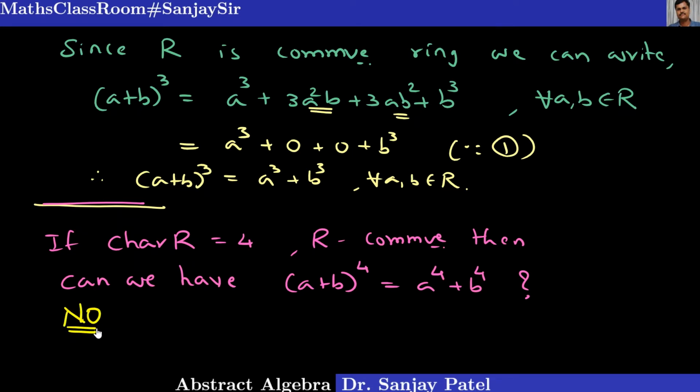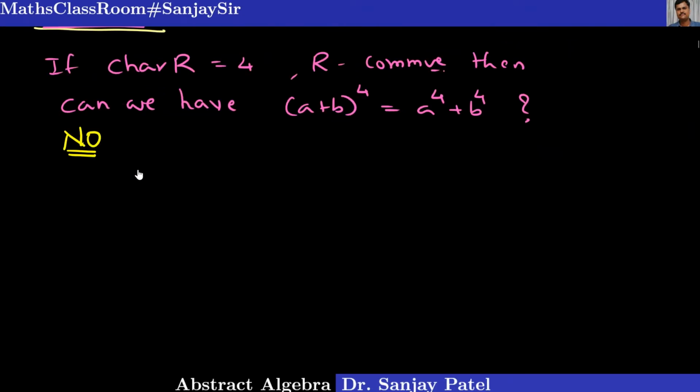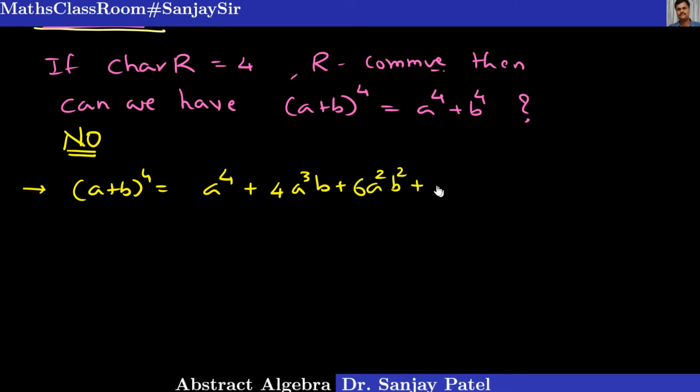Okay. You know what is the binomial expansion of a plus b whole raised to 4? We can use that Pascal's triangle, or we can write directly also if you know the expansion of a plus b whole raised to 4. A plus b raised to 4 is a raised to 4 plus 4 times say a cube into b plus 6 times a square into b square plus 4 times a into b cube plus b raised to 4.